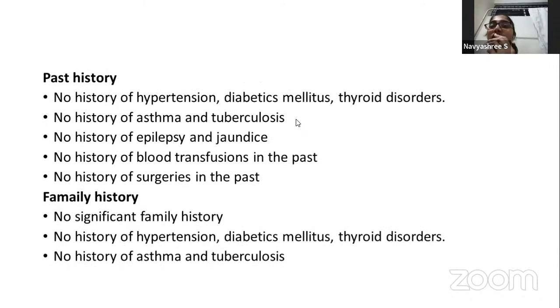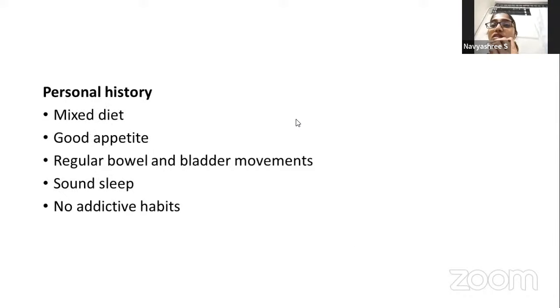Past history: there was no history of hypertension, diabetes mellitus, or thyroid disorders. There was no history of asthma or tuberculosis, epilepsy or jaundice, and no history of blood transfusions in the past. No history of surgeries in the past. Her family history was not significant. Her personal history: she consumed mixed diet with good appetite. Her bowel and bladder movements were regular. She had sound sleep with no addictive habits.